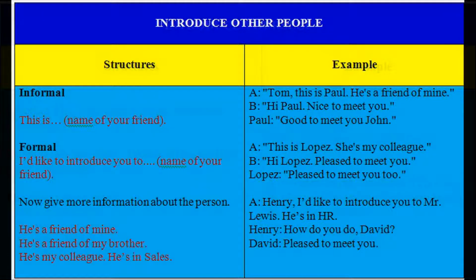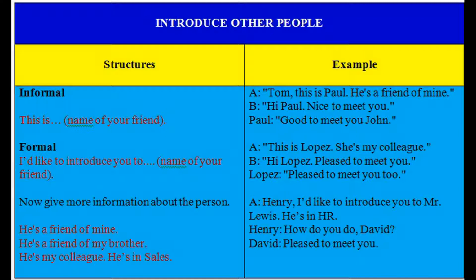Now, after you greet someone and introduce your name, you can give more information about the person you want to introduce to the other people. You can say, he's a friend of mine, or he's a friend of my brother, he's my colleague, he's in sales. Now, please look at some examples here.